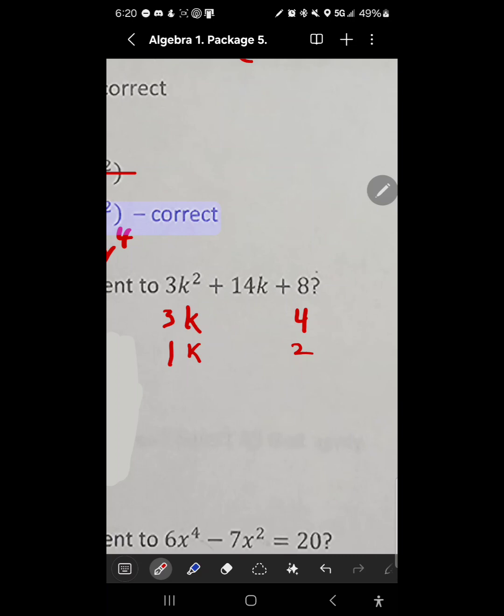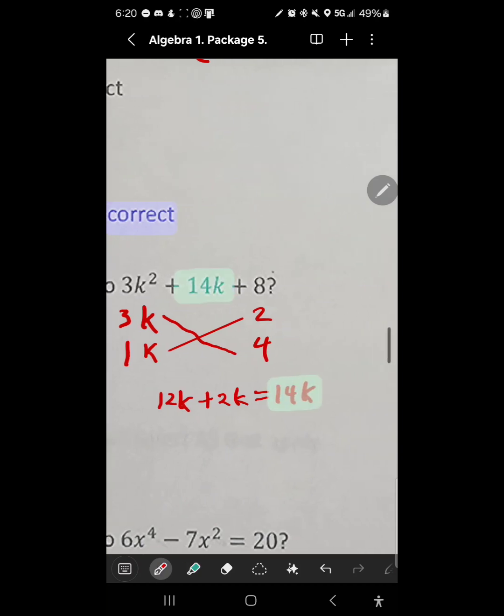Now, this one right here is not going to work. I'm going to show you why. The one that will work will be 2 and 4. Why? Because I need to make this work. If I take this diagonally like that and I say 3k times 4, 3 times 4 is just 12, so 12k. And then 1k times 2 is just 2k. You can see that when I add them together, I'm going to get the middle one, which is 14k. It has to be like that. I need to get the middle one.